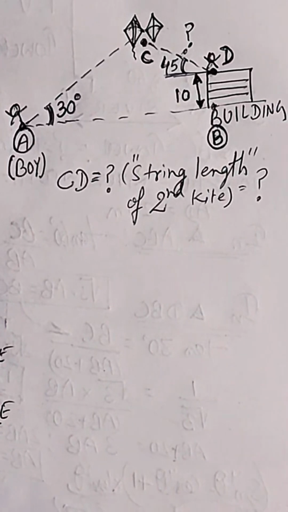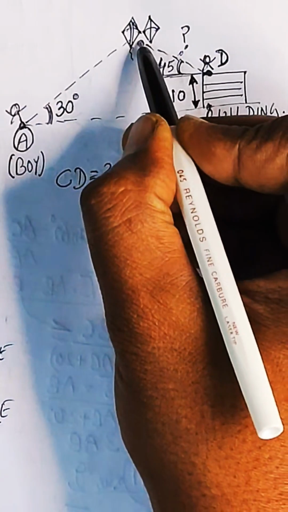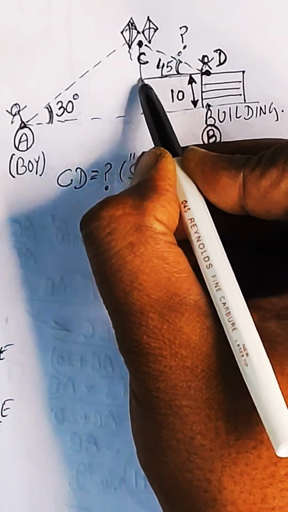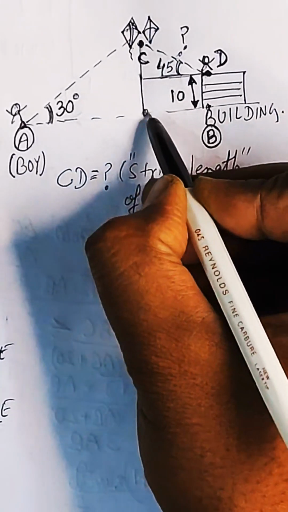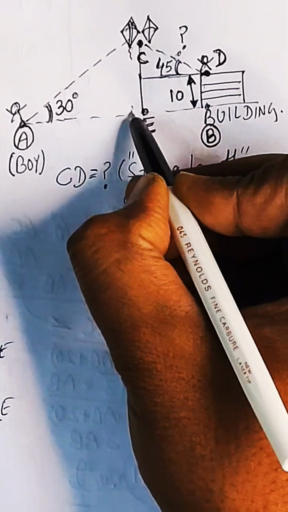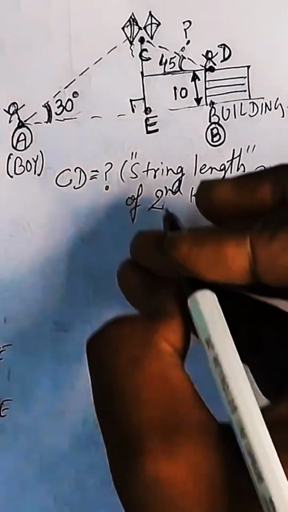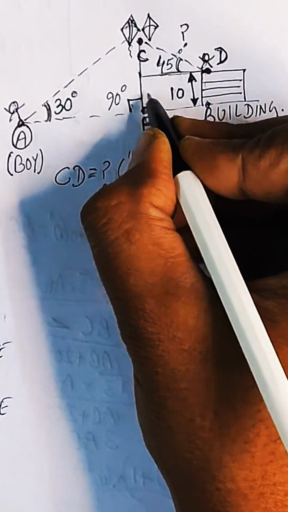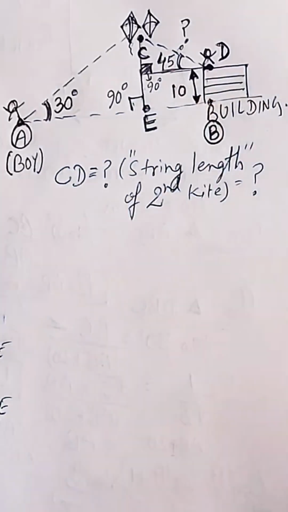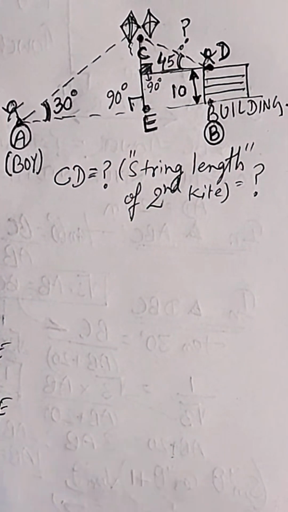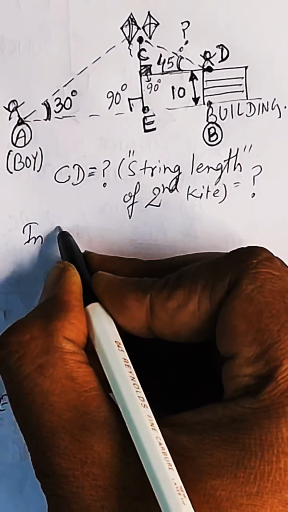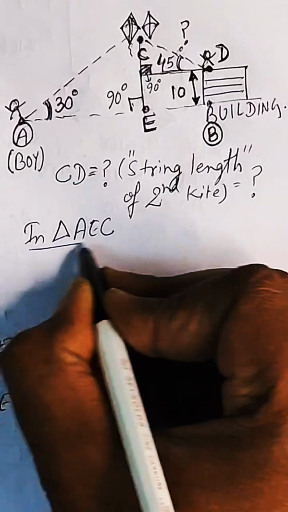Here, if C is where the kites meet, drop a perpendicular from C to this point on the ground. Let us say this point is E. If this is perpendicular, this angle will be 90 degrees. So we will consider the triangle AEC, the right angle triangle AEC.